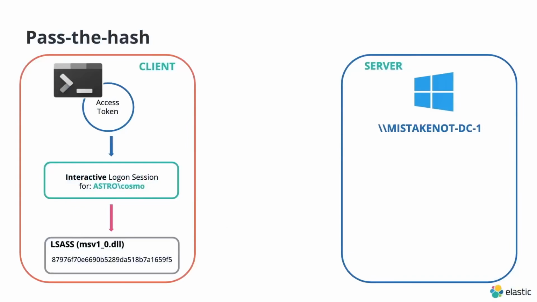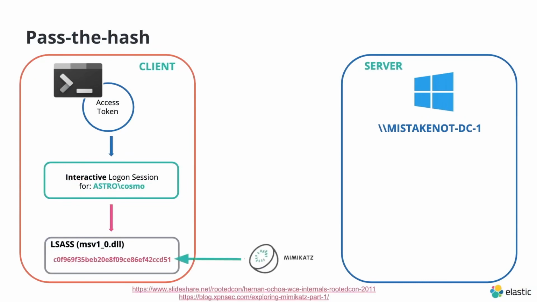So for typical pass the hash attacks, what happens is you'll get a tool like Mimikatz, which will basically parse LSASS memory, enumerate the logon sessions, find the NTLM cached credentials, and just directly overwrite them in memory.